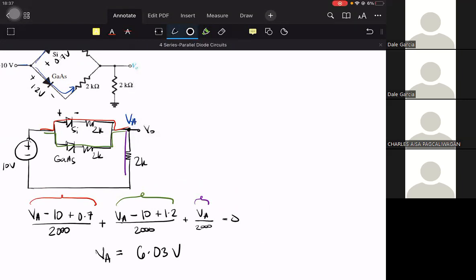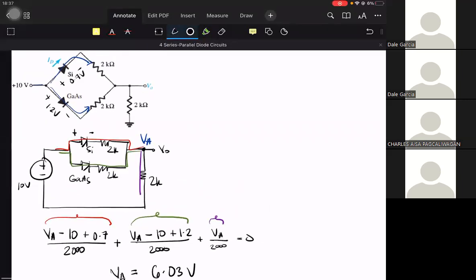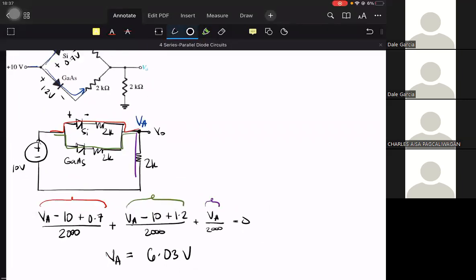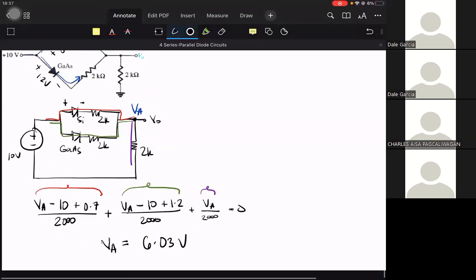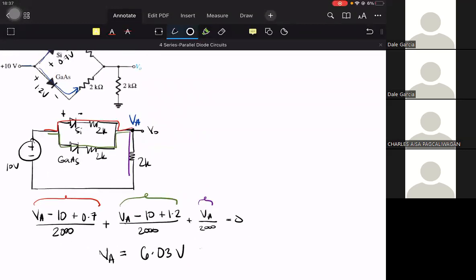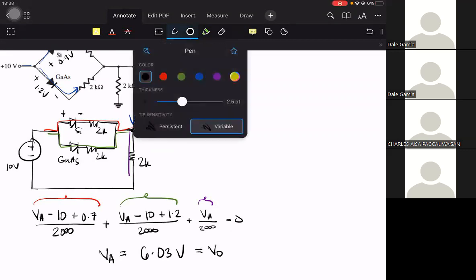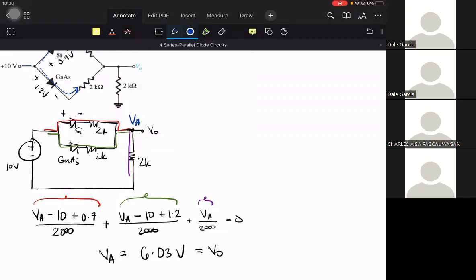So this is not yet the final answer, no? VA is 6.03, which is also equal to VO. This is the answer. And wala na final answer.